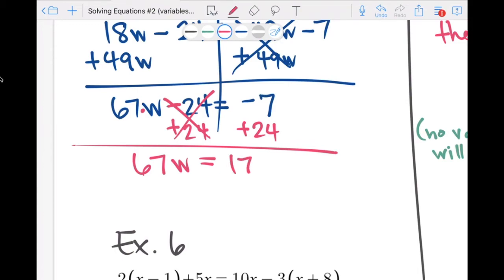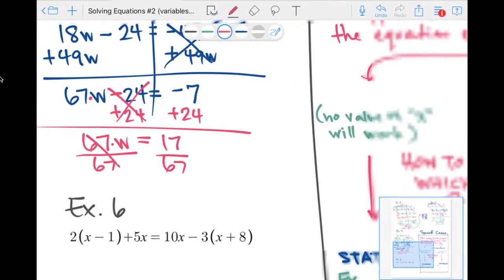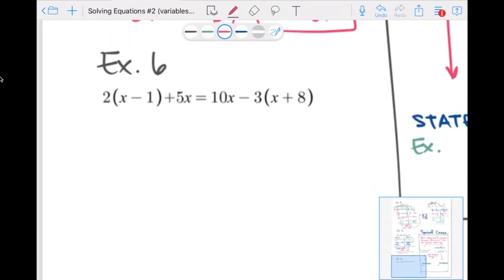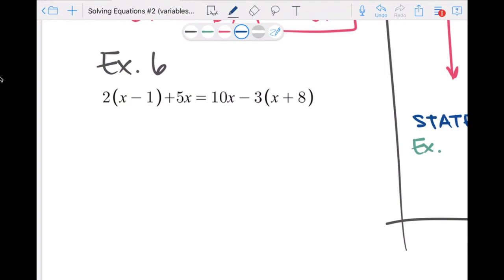Now, w is being multiplied by 67, so to get rid of it, we divide. Whatever we do to one side, we do to the other, and we are left with w is equal to 17 over 67. Okay, and finally, this one is what I would call a special case. So I'm going to just work through it, and then we'll talk about it after it gets kind of weird.